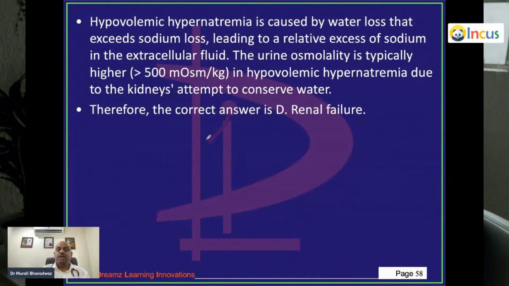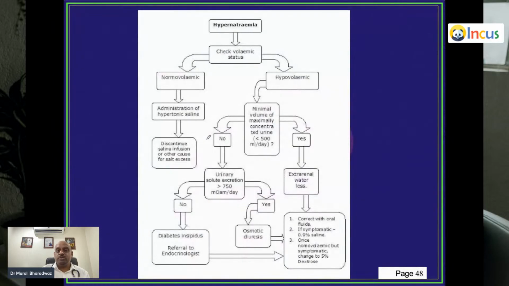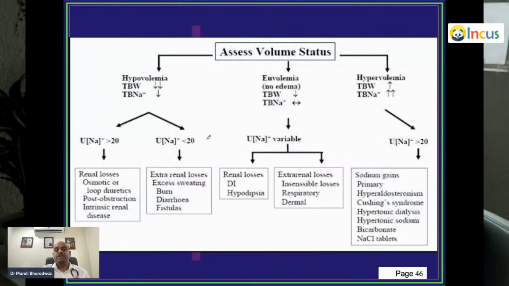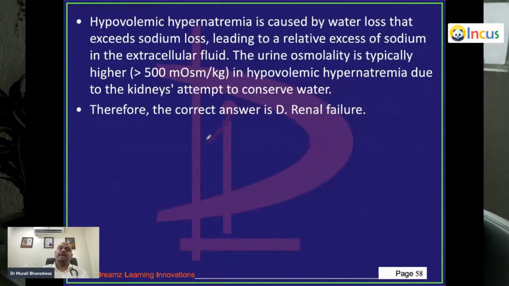So how do you reach a conclusion? Basically, all the remaining can be ruled out based upon the urine sodium. Once more, you need to be sure on this table. What are the causes where urine sodium is less than 20 versus more than 20 in hypovolemic, euvolemic, hypervolemic? Based upon that, you need to reach the answer.